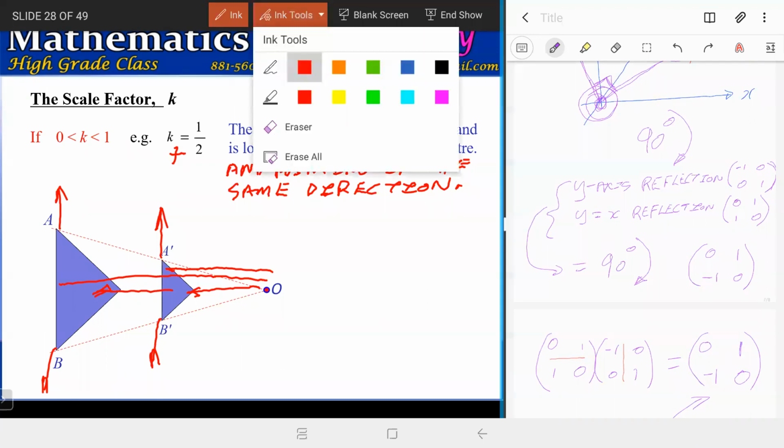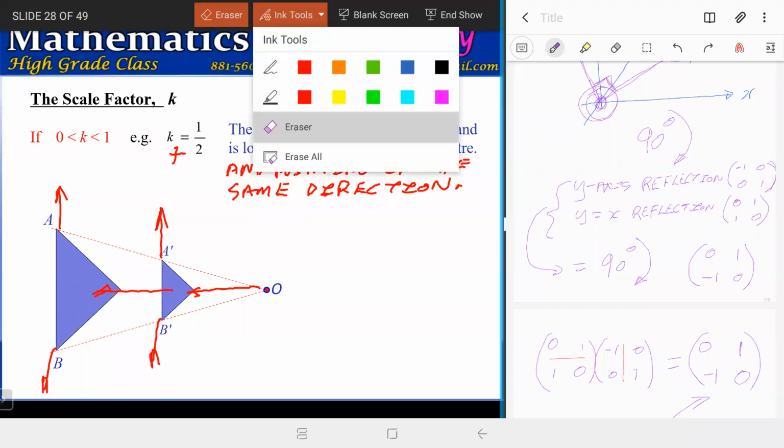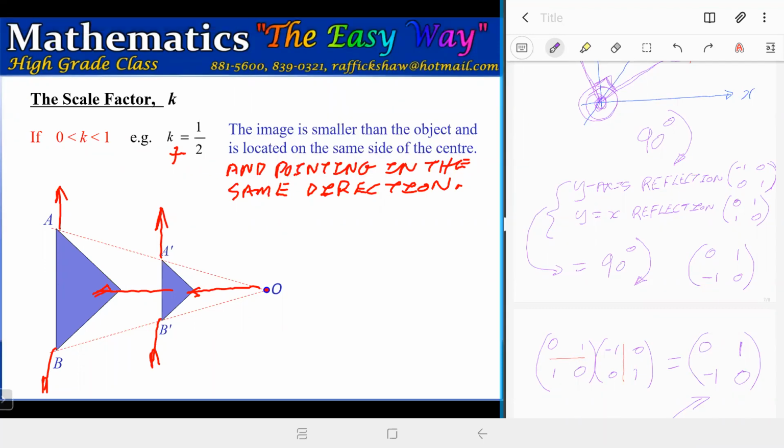All right. So, observing those things, these are the things you need to pay attention to. Let's look at the calculation now.